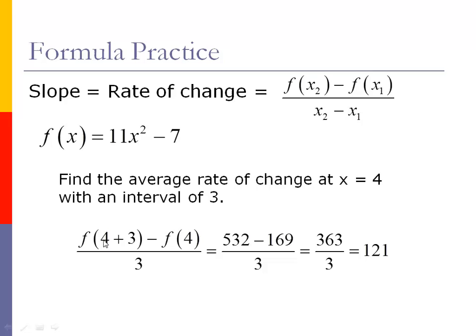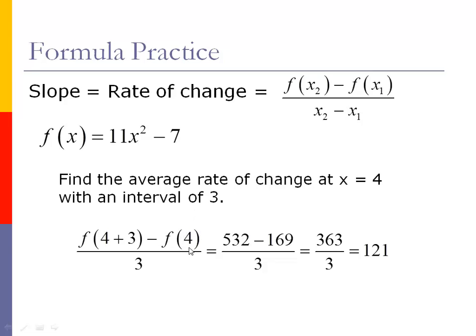If I'm starting with an x value of 4 and have an interval of 3, that's why you're seeing inside here a 4 plus 3. Start with x, interval of 3, and on the bottom, you see that I have automatically a 3. I'm not going to calculate the x1, x2 kind of difference there. I know my interval is 3, so I just put a 3 down there. And so 4 plus 3 is 7. So I'm going to go up to my formula, plug in 7, crunch it out, and I get 532.